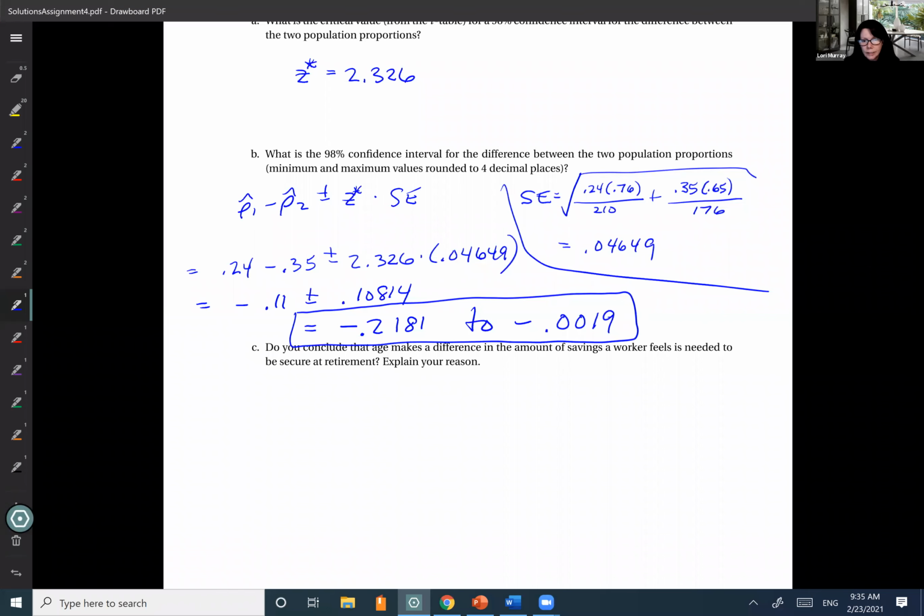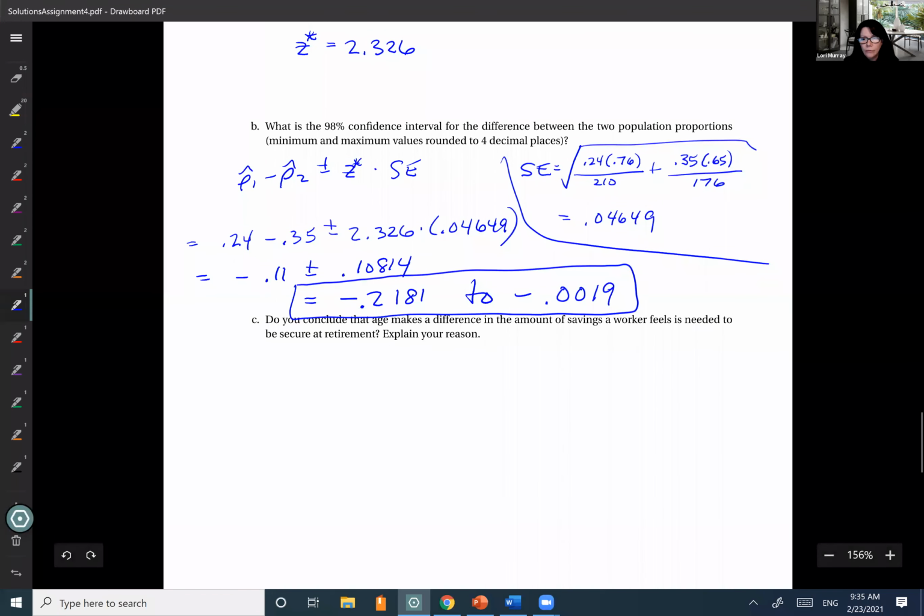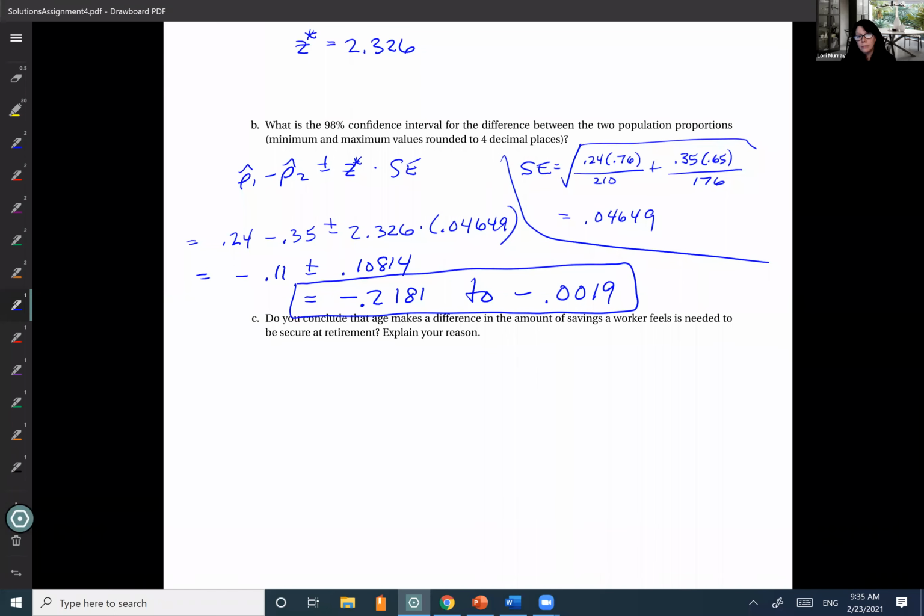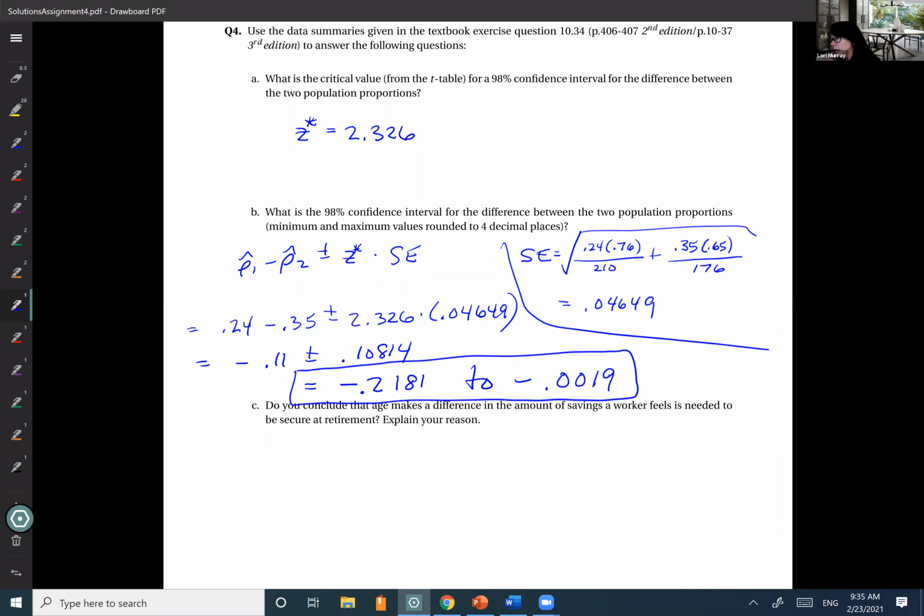So do you conclude that age makes a difference in the amount of savings a worker feels is needed to be secure at retirement? Does age make a difference? Age makes a difference in the amount of savings a worker feels is needed to be secure of retirement. Yes, since 0 difference is unlikely. So 0 is not within the confidence interval range, right? It's negative to negative. So we would then conclude that age then makes a difference.